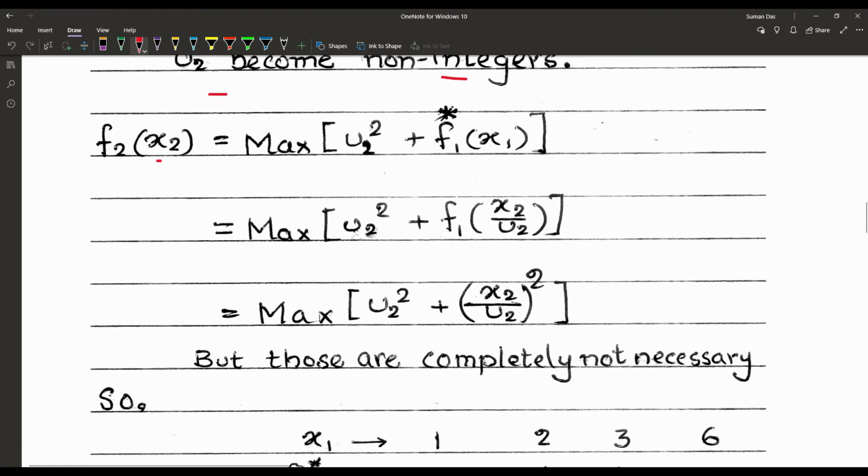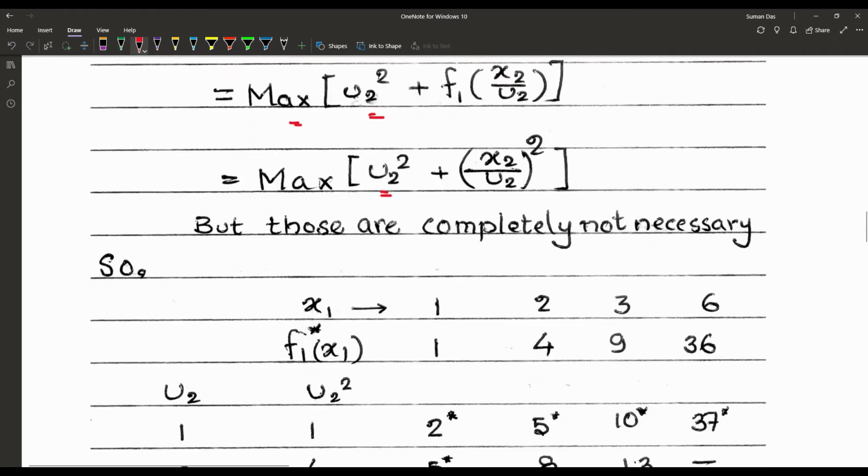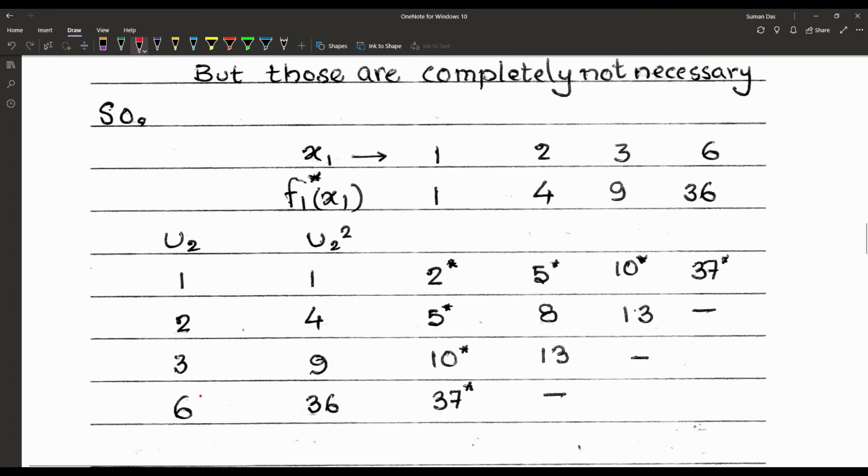Now f2 x2 means the maximum of u2 square plus f1 star x1. u2 square, that means our objective function was just like that, that's why u2 square has been taken. So the maximum of u2 square plus f1 of x2 by u2, because x1 is equal to x2 by u2. So the maximum of u2 square plus x2 by u2 whole square. But those are not completely necessary. Let's check what is happening here.